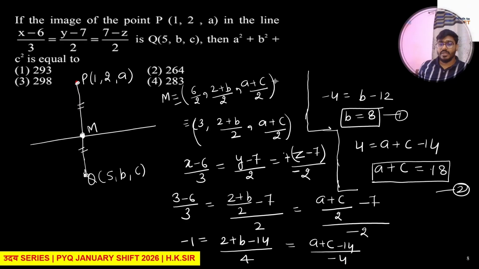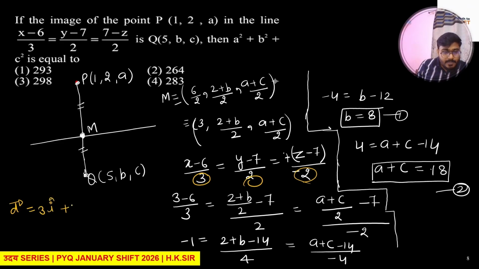Now we want one more equation so that we can find a, b and c. So from where will we get the third equation? Look, we can find the PQ vector, and the PQ vector is perpendicular to the direction vector of this line. What is the direction vector of this line? The direction vector d equals 3, 2 and minus 2, so 3i plus 2j minus 2k. This is the direction vector of the line.